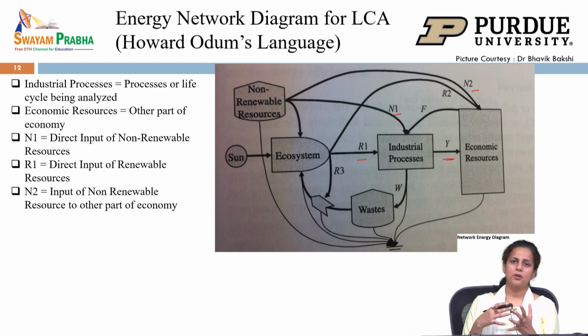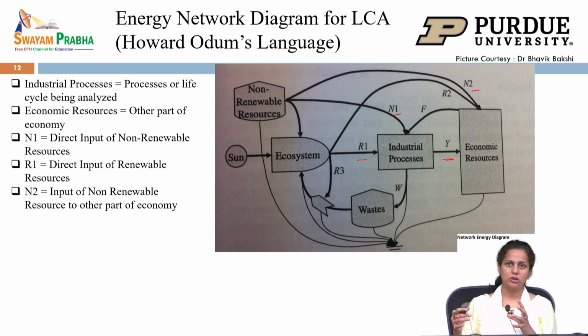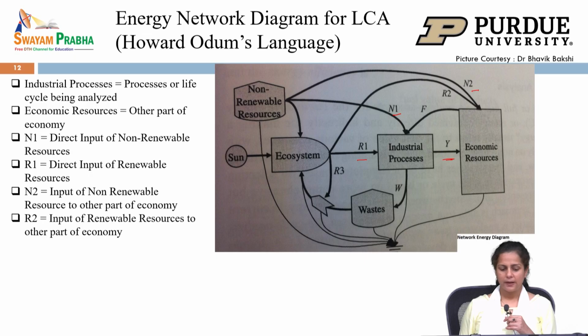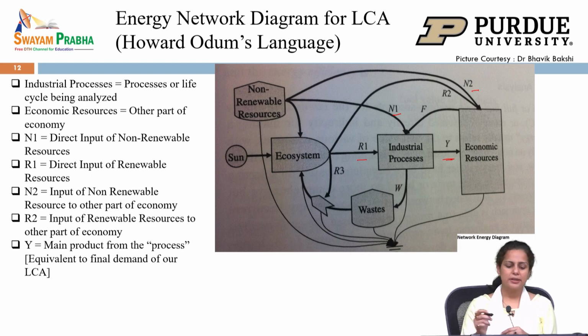So, remember that we are not modeling some part of the economy, and that is where other non-renewable energy resources are going. So, that is N2. And then we have R2, which is the input of the renewable resources. So, some of the renewable resources can also go to the economic system, which is not part of our study. And then Y is our main product from the process. So, remember we had this final demand for our LCA or the final demand for our economic input output LCA.